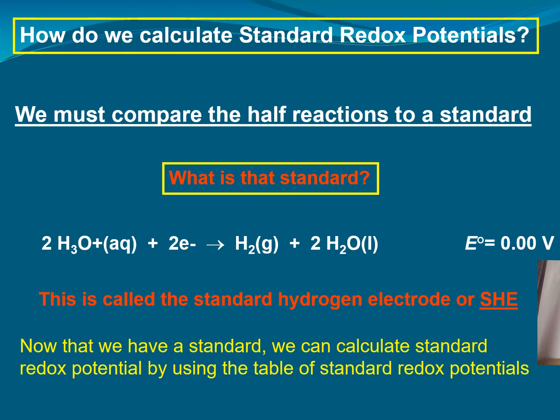Now how do we find out the standard redox potential? We must compare the half reactions to a standard. What is that? For example, here you see 2H plus plus 2 electrons gives you H2. So in this cell, the electrode potential is 0, and this is called the standard hydrogen electrode. And with this standard, we can calculate the redox potential by using the table of standard reduction potentials.